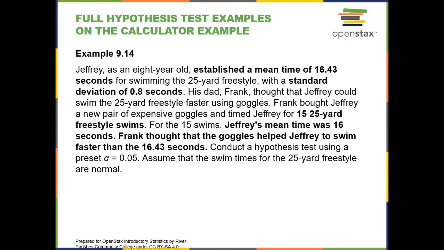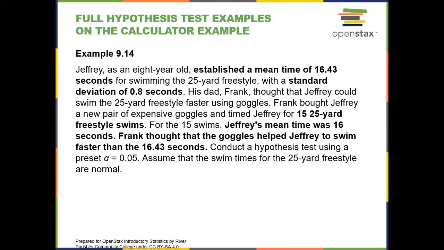And he is swimming faster than 16.43, so it is less than mu 0. And then you go down to calculate and hit enter. We get a test statistic of minus 2.08 with a p-value of 0.0186. What is the alpha value? Alpha is 0.05.